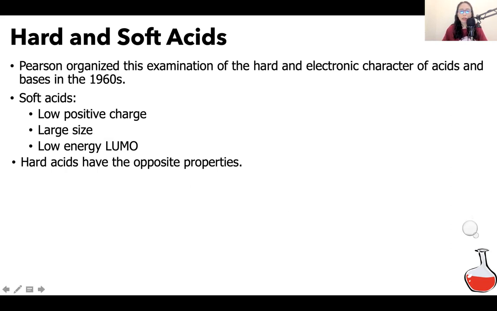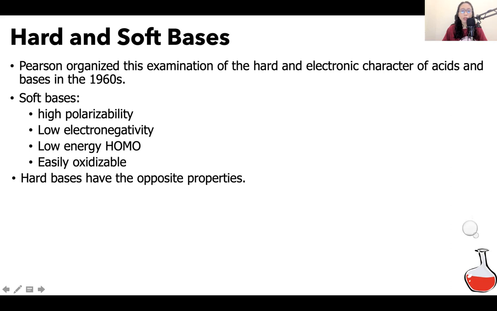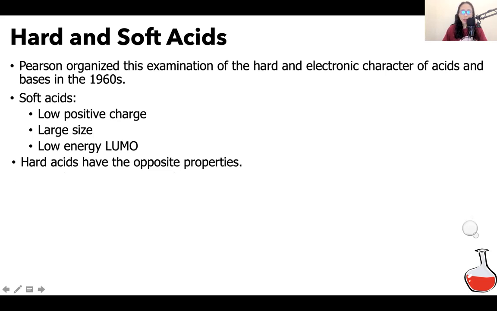So notice that when you look at bases, you need to look at the HOMO, or the highest occupied molecular orbital, because again, your Lewis bases are the ones that will donate electrons. And the electrons that they will donate can be found in the highest occupied molecular orbital. Meanwhile, when you look at your Lewis acids, you should look at the LUMO, or the lowest unoccupied molecular orbital, because this is the orbital that will interact with the HOMO of your Lewis base.